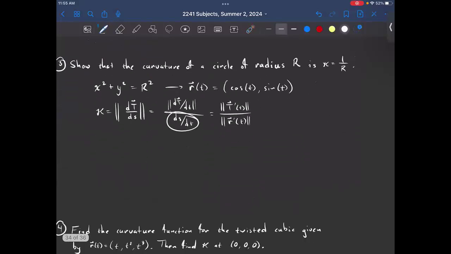All right, so let's go ahead and start computing some stuff. We'll need r prime. This is negative sine of t, cosine of t. Our tangent vector is going to be that divided by the norm.